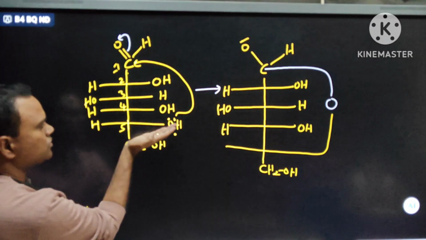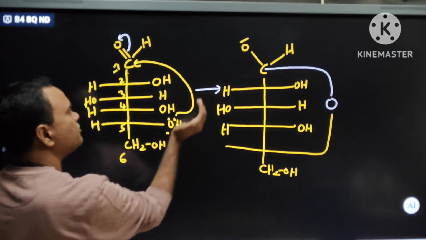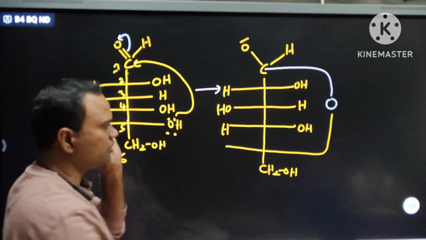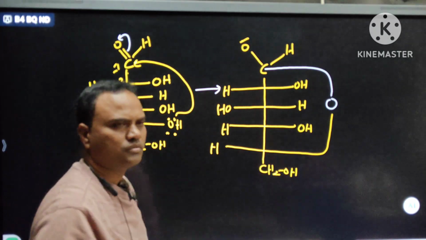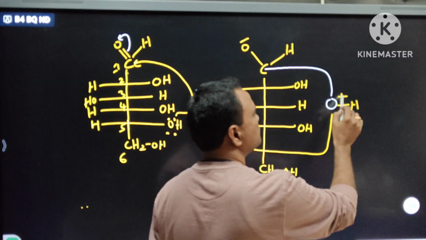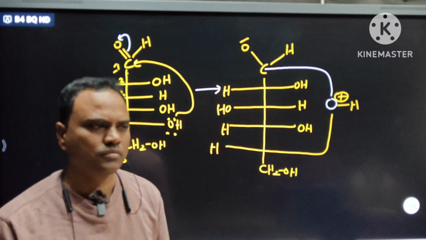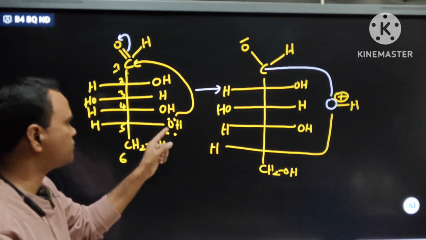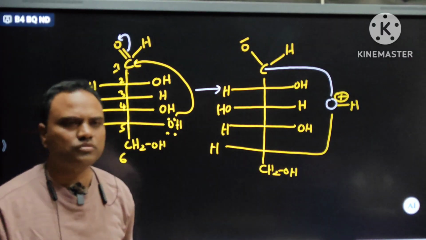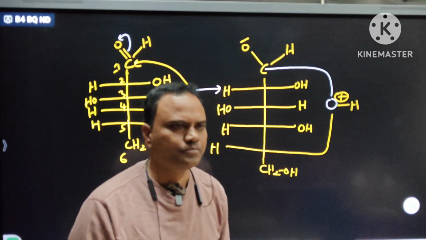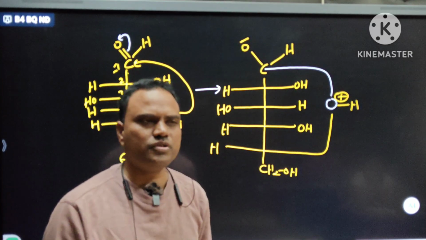Okay, this oxygen is connected to the carbonyl carbon. And here, one hydrogen is present on the oxygen. Right? Why did I write a positive charge? Because oxygen is giving its pair of electrons to the carbonyl carbon. Right? But is oxygen with a positive charge stable or unstable?